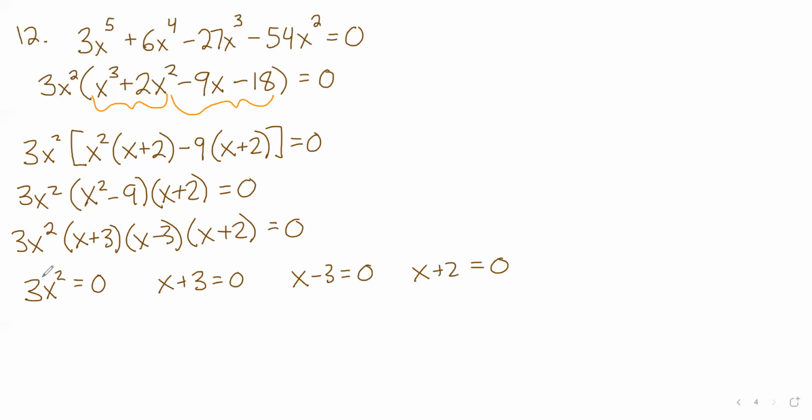This is x squared. It gives us 2 solutions. So 0 with a multiplicity of 2. This gives us x equals negative 3. This gives us x equals positive 3. And this gives us x equals negative 2. We've got 2 solutions or roots, 3, 4, 5. And this started out as x to the 5th. So we got exactly what we should.